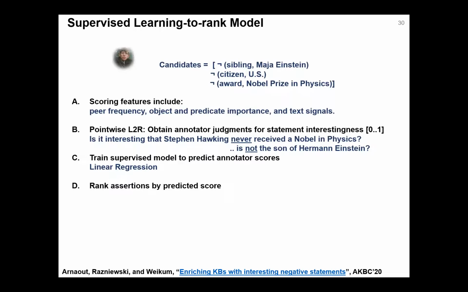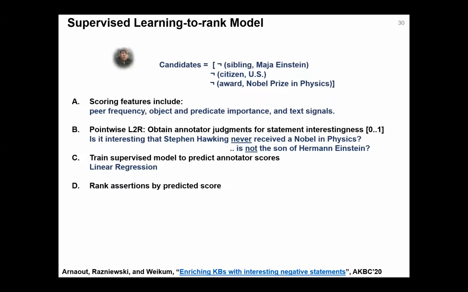One obvious scoring feature, and it proved to be the most powerful one, is the peer frequency, right? So how many of the peers are siblings of Maya Einstein? How many of the peers are citizens of the US? So the portion of the peer group that have the statement as positive. Other features include authority of object and predicate, so frequency of the predicate and popularity of the object, and also textual signals. So we can also include Wikipedia embeddings of these entities or of these statements. And all of these features are put in a linear regression model. So they are features to be tuned.